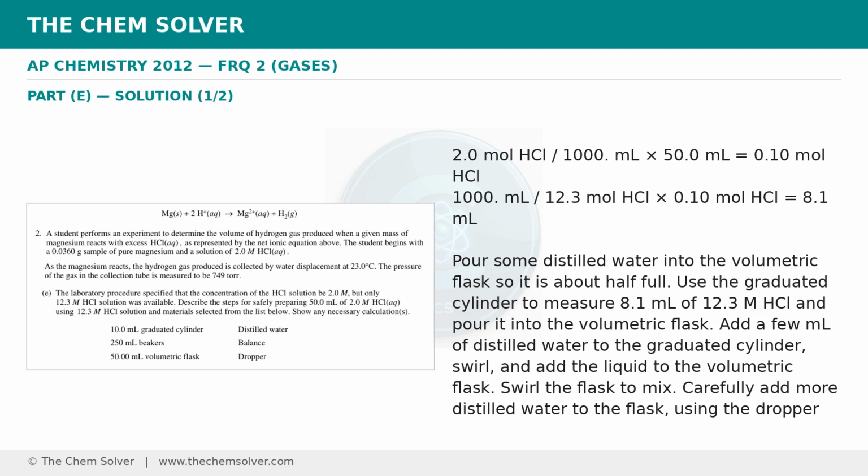Pour some distilled water into the volumetric flask so it is about half full. Use the graduated cylinder to measure 8.1 milliliters of 12.3 molar HCl and pour it into the volumetric flask. Add a few mL of distilled water to the graduated cylinder, swirl, and add the liquid to the volumetric flask. Swirl the flask to mix.